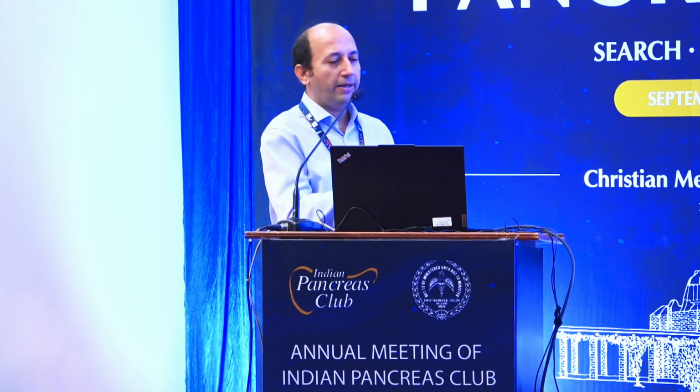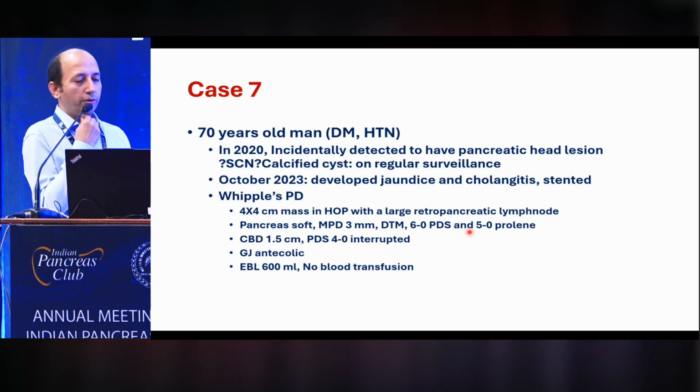So this is a 70-year-old man who was diagnosed incidentally with a pancreatic head lesion, query serous, query calcified cyst. He was on regular surveillance for 3 years when he developed jaundice and cholangitis. The patient was stented, and now there was doubt it might be a neuroendocrine tumor because of the arterial enhancement. Chromogranin was borderline, and Dotatoc was actually in favor of neuroendocrine tumor.